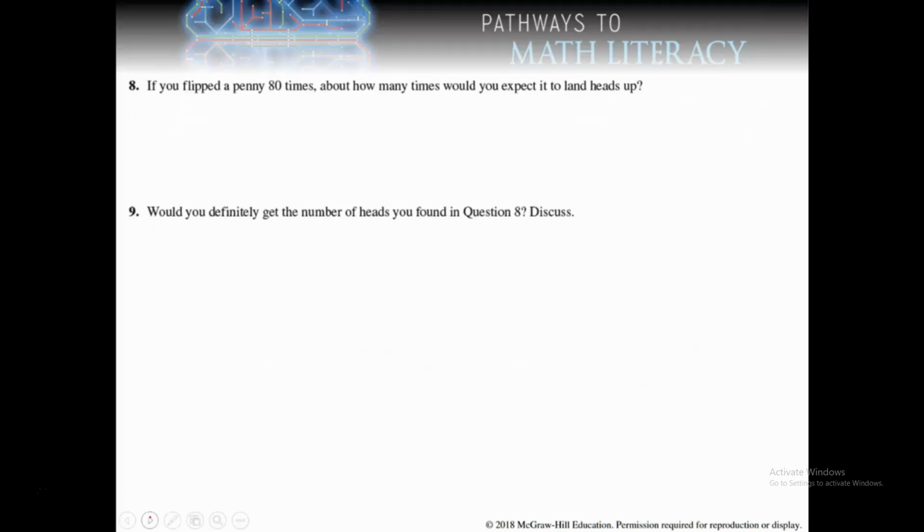So then in 8, if you flipped a penny 80 times, about how many times would you expect it to land heads up? Well, you would expect it to land heads up about half the time. So 1/2 times 80 gives us 40 times. And then in 9, would you definitely get it landing heads up 40 times? Well, no. As we talked about before with the dice, we would expect it to, on average, come out close to 40, but not exactly.